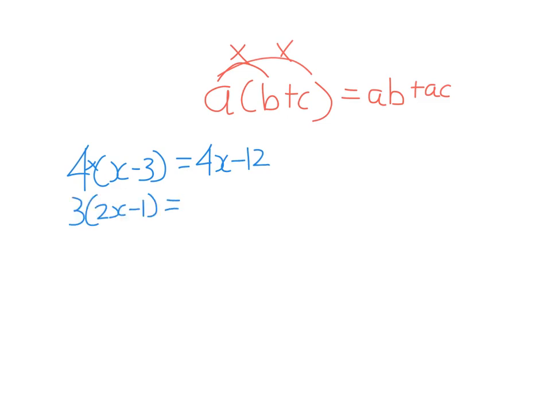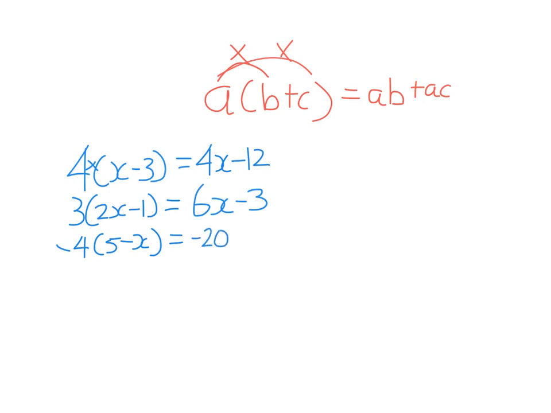So for 3 outside of 2x minus 1, I go 3 times 2x. So 3 times 2 is 6, and write the x. 3 times negative 1 gives me minus 3. So this one here is a bit tricky. Minus 4 times 5 minus x. Negatives make it tricky. So it's minus 4 times positive 5 is actually minus 20.